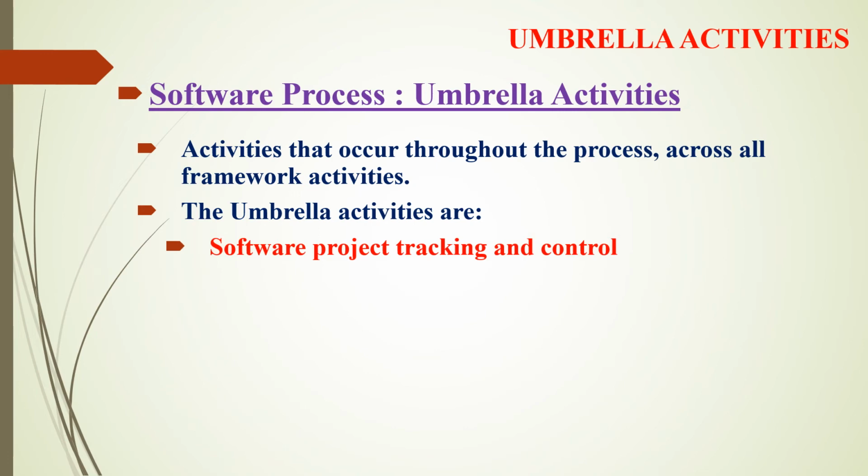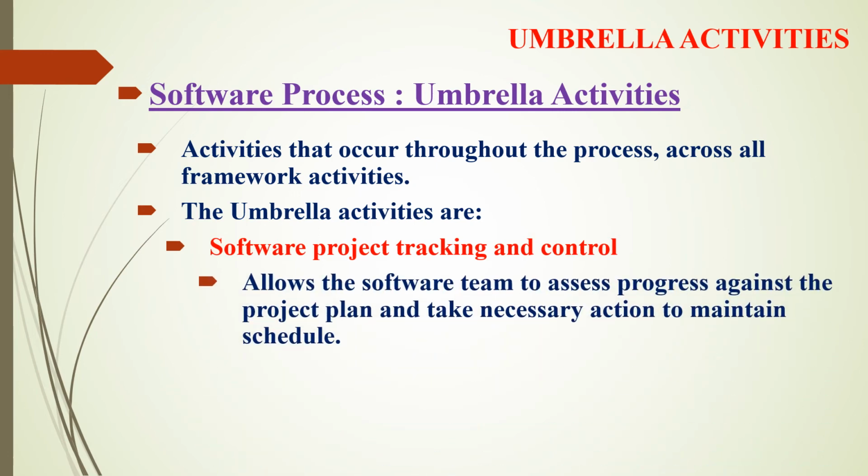Number one, software project tracking and control. What does it mean? It allows the software team to assess progress against the project plan. So they are already having one plan, and the software team should assess the progress of the project, whether the project is going as per plan, and take necessary action to maintain the schedule. Suppose if it is going as per the plan, okay, no problem. If it is deviating from the plan, then you have to take immediate action to maintain the schedule. So software project tracking and control.